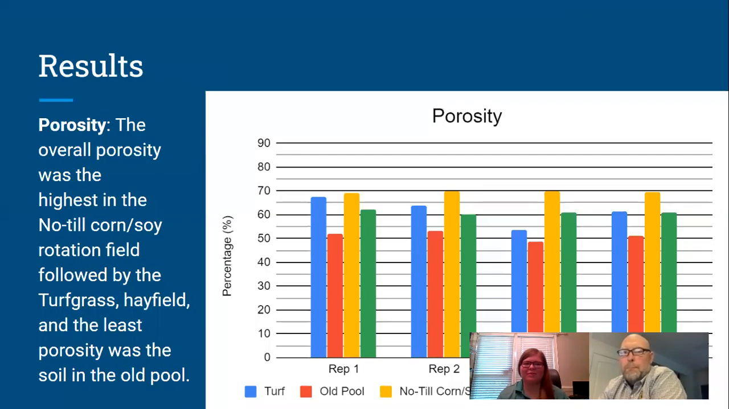In our results, we found that the overall porosity was highest in the no-till corn soybean rotation field, followed by turf grass, the hay field, and the least porosity was under the old pool, which probably had to do with compaction and a lack of organic matter.